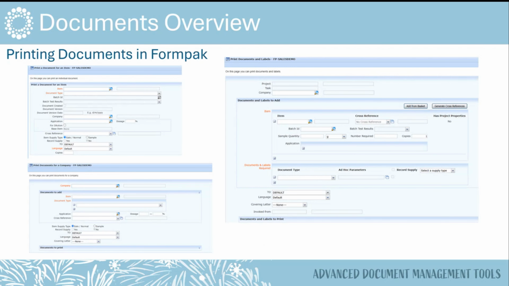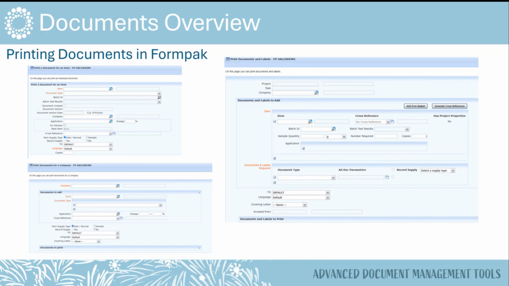Okay, so printing documents in Formpak. We do this by generating the document within Formpak, and there's three main areas for printing and generating the documents. I'm sure you're all familiar with print a document for an item. With this option, you can print a single document for a label or an item. Adding a company is optional, but it's required if you want to record the supply of the document.